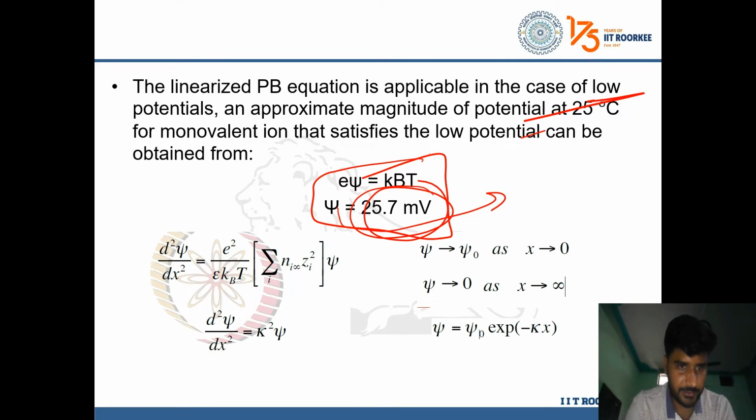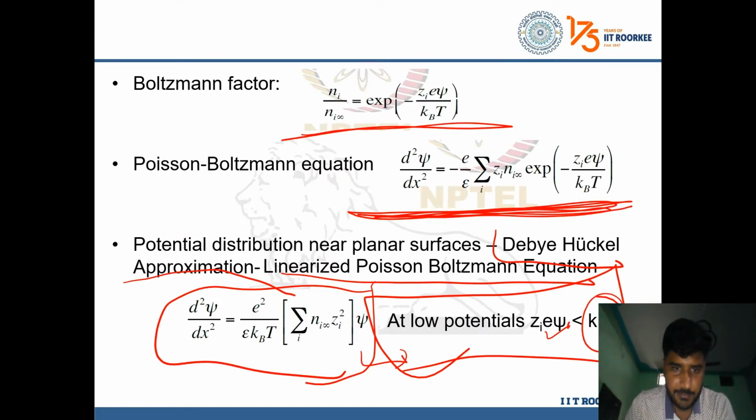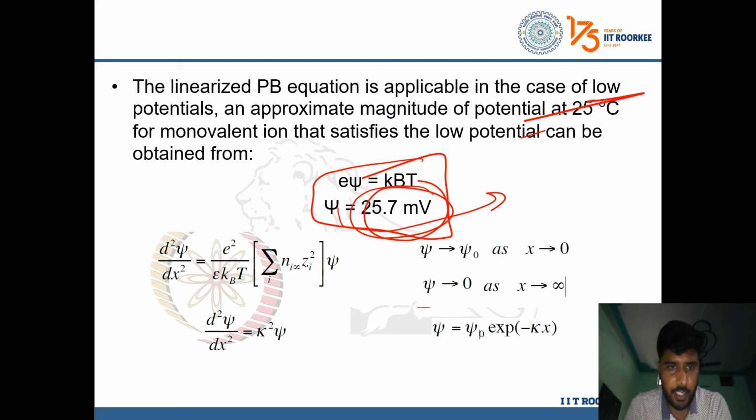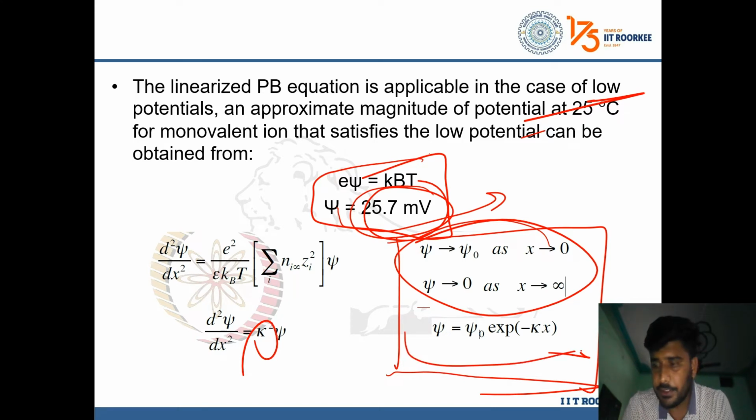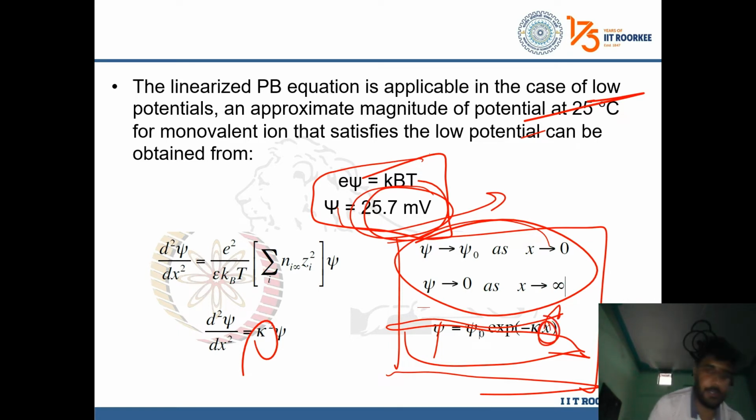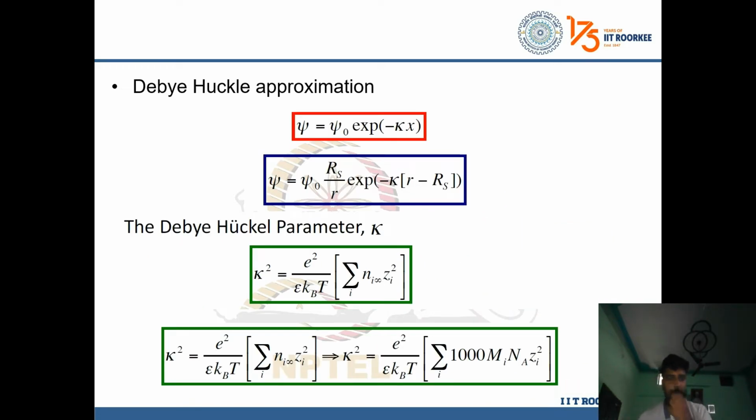Next, in this particular expression, if I write this term as kappa, this will be kappa square psi. If these conditions are satisfied, you can use this formula for calculating the potential value. You can put the value of the separation distance here. I have already solved multiple problems on this formula. Another important expression is for the Debye-Huckel approximation.